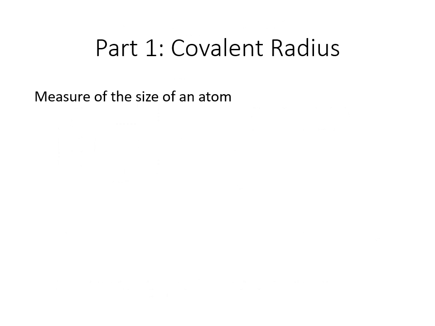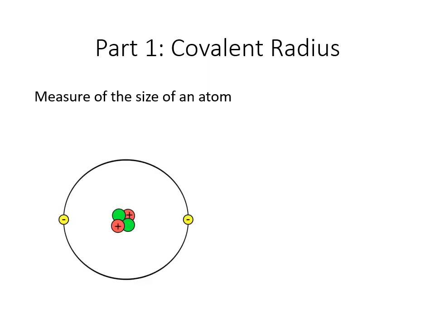Now, covalent radius is simply the measure of the size of an atom, how big it is. Now, we've seen previous models of the atom looking like so. This is known as the Bohr model, and it's very similar, I suppose, in a way, to how the planets move around the sun. And in this model, we have the nucleus in the center, and then we have these electrons going around in quite clearly defined paths.